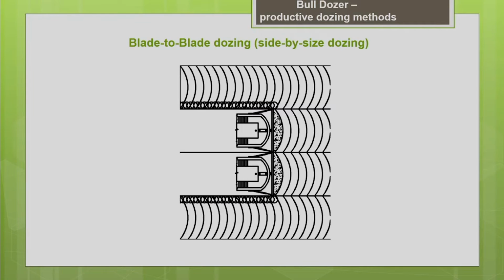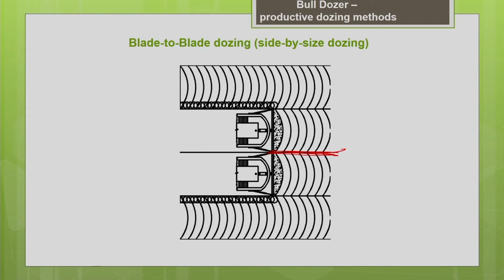Now let us see another method of productive dozing to reduce the end spillage. Here we employ two bulldozers together and maneuver them in such a way that the blades come closer to each other, almost touching. When the blades are closer, you can reduce the spillage of material between the blades.